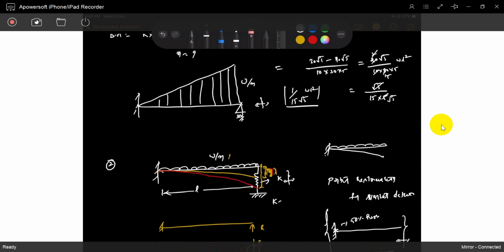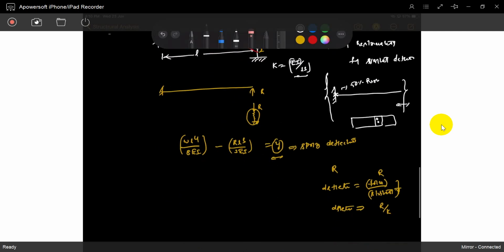I said that the stiffness of the spring is EI by L cube. What is EI? EI of the beam. Otherwise I will give numerical values and you can easily solve it, but I will give something theoretically. That EI is the same as the beam's flexural rigidity. I will give the same rigidity to the spring also. If you have a numerical value, just use the numerical value.